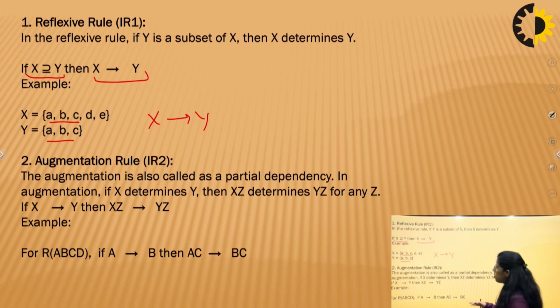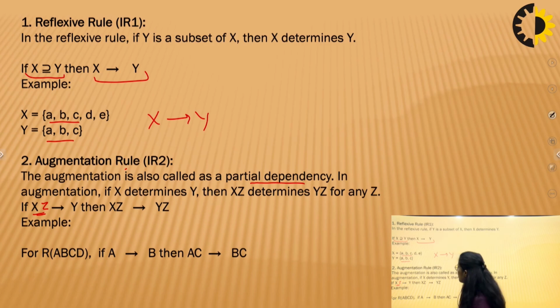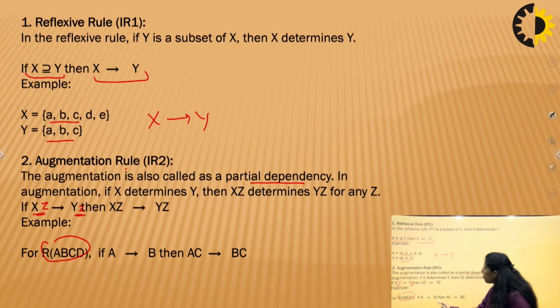The next rule is the augmentation rule. This is the second rule. It is also known as the partial dependency rule. In augmentation, if X determines Y, then XZ determines YZ for any Z. What does it mean? If we add another attribute on the left side, then we can write this attribute on the right side too. Let's say for this particular relation having A, B, C, D as columns, if A to B is there, then we can have AC to BC as a functional dependency also in this particular table using this augmentation rule.